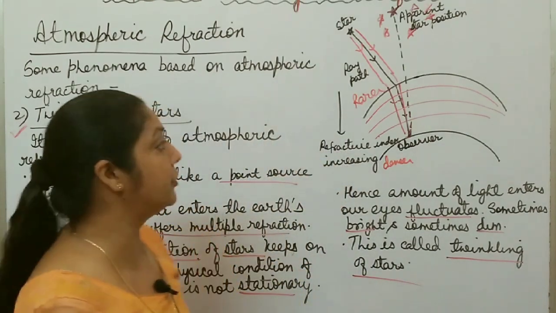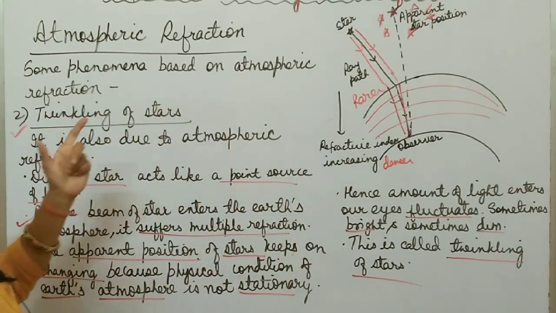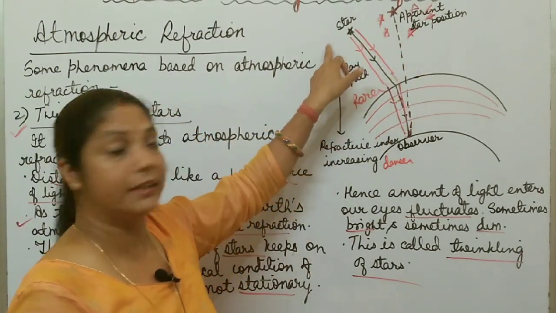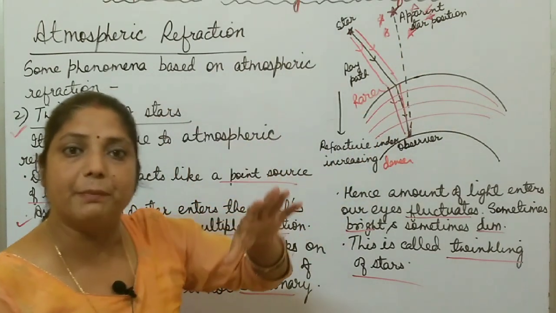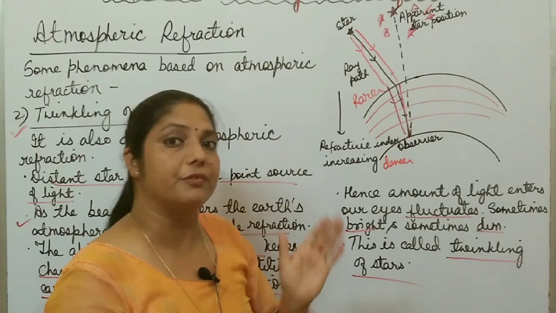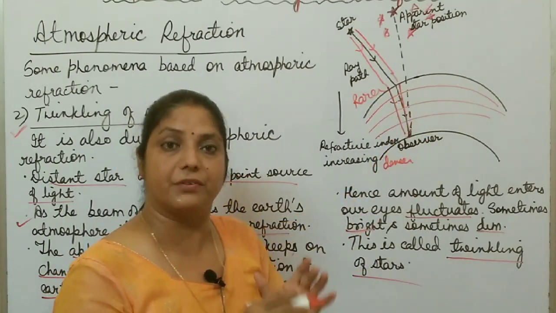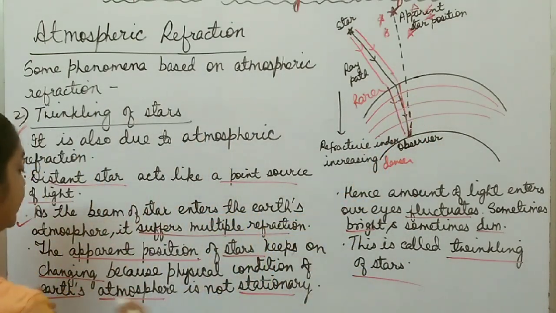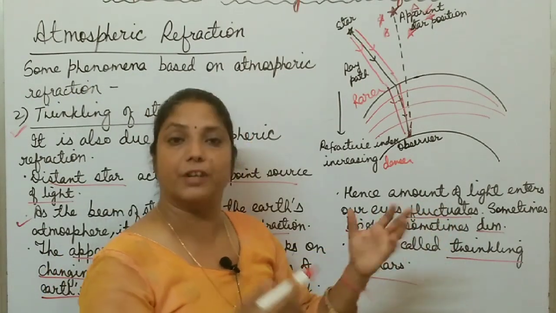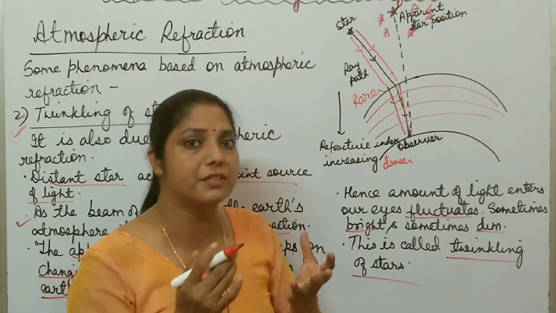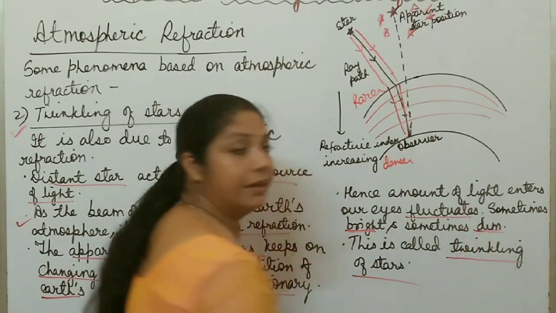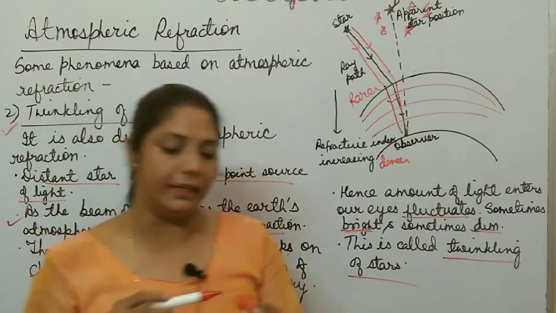Hope it's clear to all of you. What is twinkling of stars? A star always appears at a position higher than where it actually is. That is called the apparent position, and that apparent position of the star is also not stationary because the physical conditions of the Earth's atmosphere are not stationary. It changes with time. Hence, the amount of light entering the eye fluctuates. Fluctuates means flickers. Flickers means sometimes it appears brighter and sometimes dimmer. Hence, this effect is called twinkling of stars.